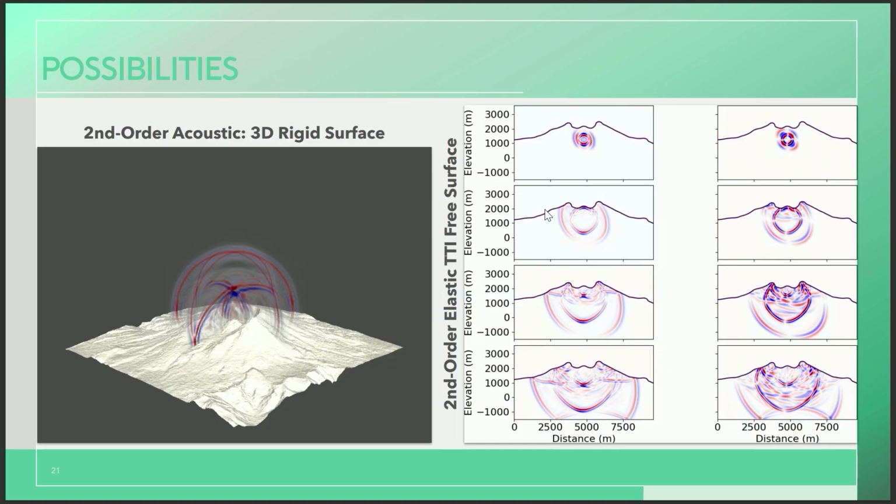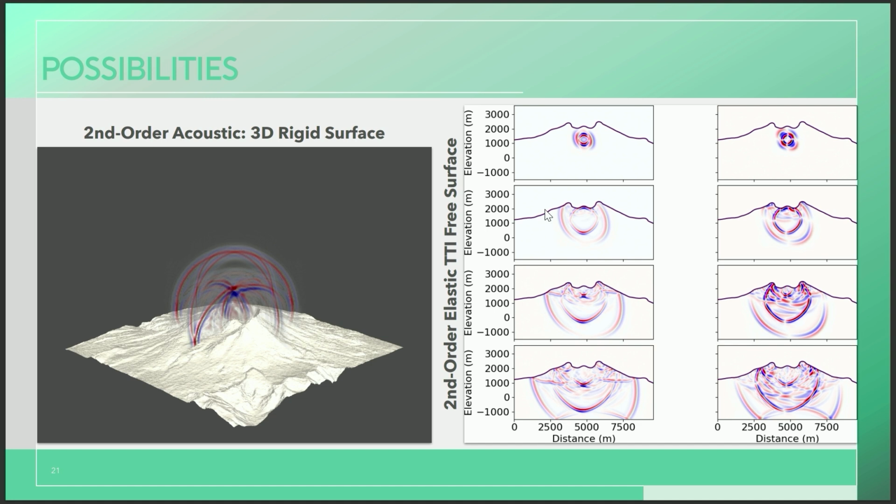So then, what can we do with this? Well, we can do all sorts of stuff. Now we have this framework, because we have this generic boundary framework, so we can do all sorts of things. We can do second order acoustic, we can do a free surface, we can do a rigid surface as well if we felt so inclined.